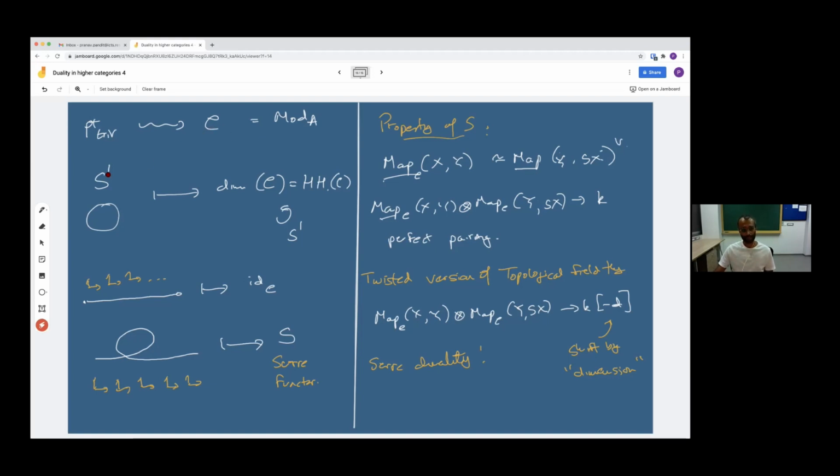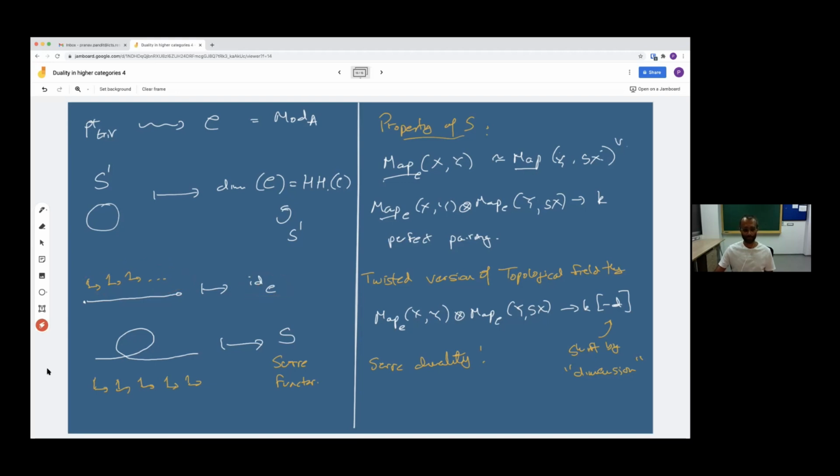So in that case, well, we saw the circle goes to the Hochschild chain complex. This is not the Hochschild homology. This is the chain complex. Or if you're a topologist, the spectrum. And that comes with the circle action. Now the interval with the trivial blackboard framing goes to the identity functor on C.